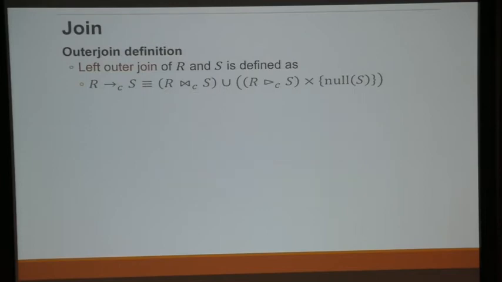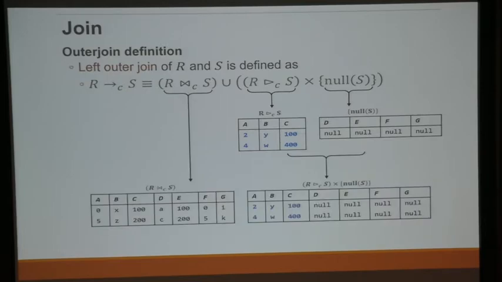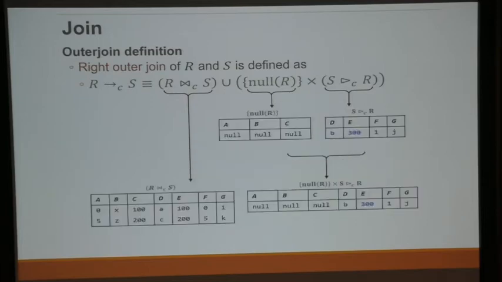And this is just an example. This is the dangling tuple from before. This is a set of null. Once you perform a cross product, this is what you will get. This is exactly the dangling tuple from the left relation. The right outer join is also the same: it is the inner join union with the dangling tuple from the right. This is just an example.